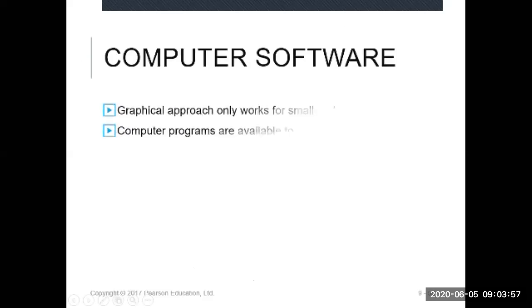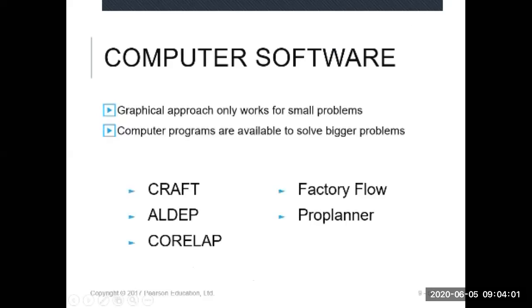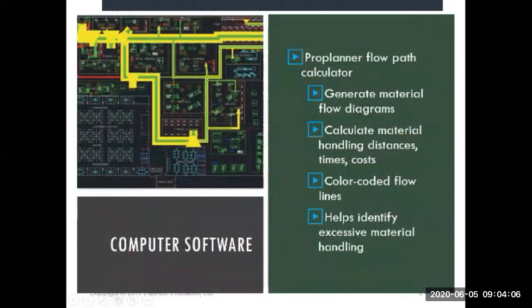Usually when we want to design the process layout, there is computer software available. With computer software you can plan the flow path and rearrange the departments. You can calculate the material handling distance and cost, and then the system will generate an efficient layout for you.